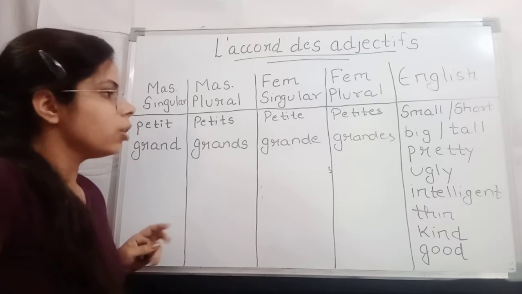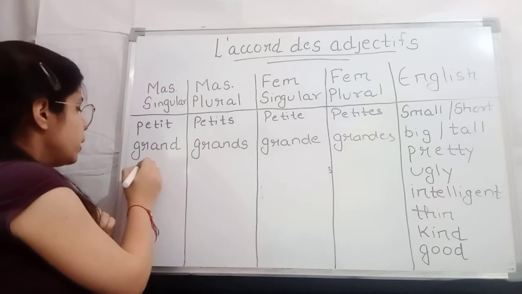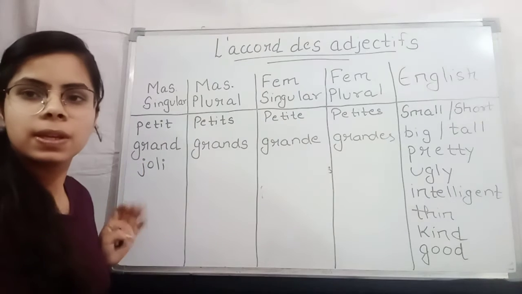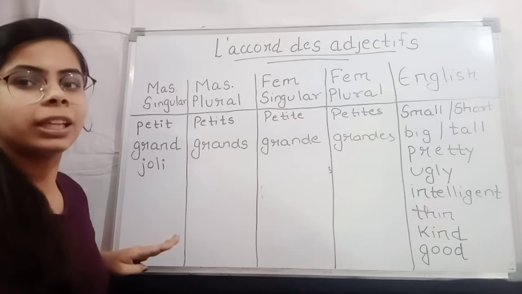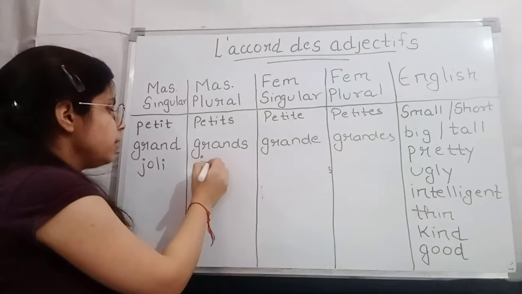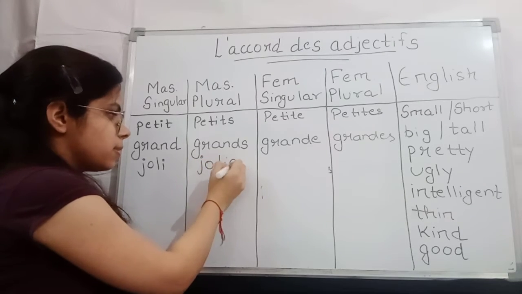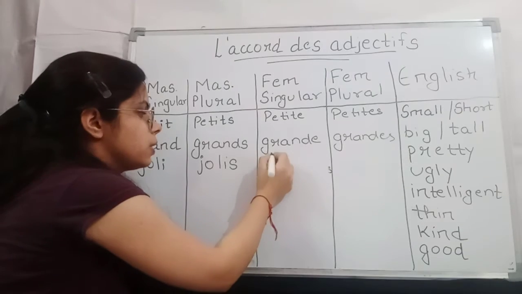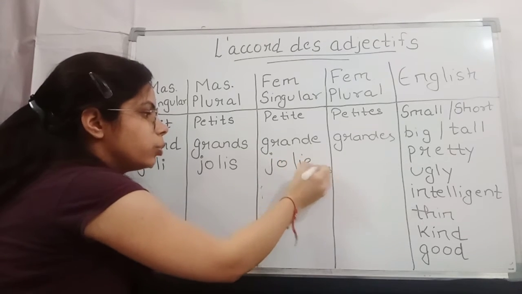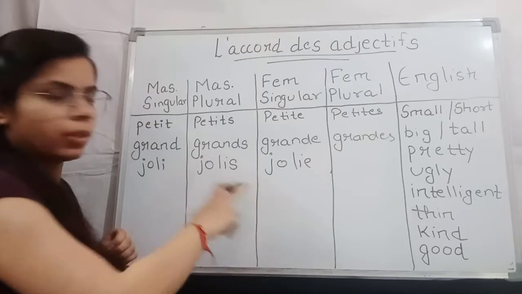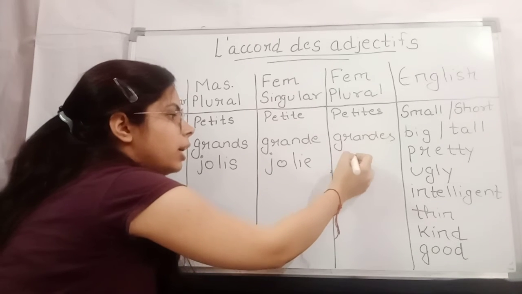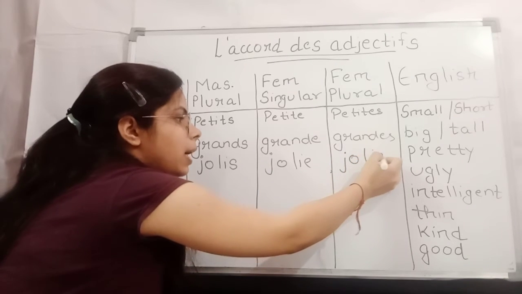Okay. For pretty, the word is joli. If we have to make it plural, we just have to add an s. For feminine, it's jolie. We have to add an e here. Okay. And to make it plural, we just have to write jolies.